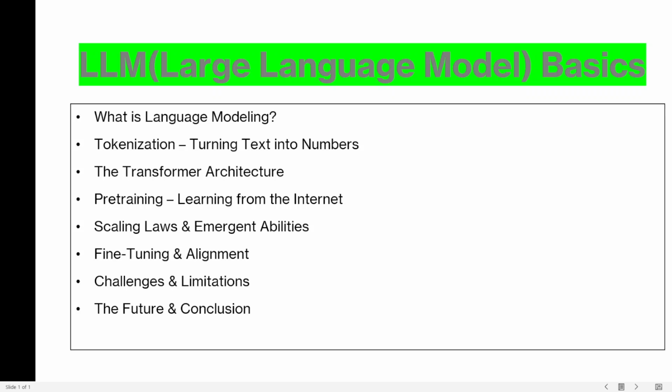Next, scaling laws and emergent abilities. Before we move on, let's talk about two fascinating phenomena that shape how these models are built: scaling laws and emergent abilities.